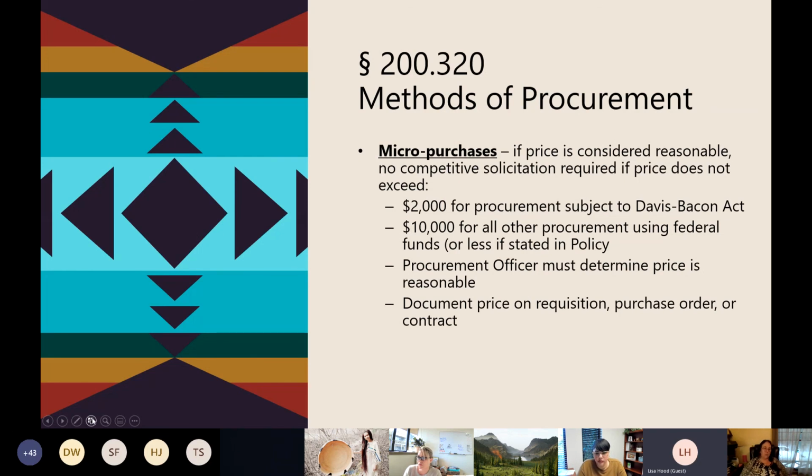If you haven't updated your policy since these thresholds were raised, you have to follow the ones that you had listed from a long time ago that were a lot smaller. Your procurement officer has to determine that that price is reasonable, and they have to document the price on a requisition, purchase order, or a contract.